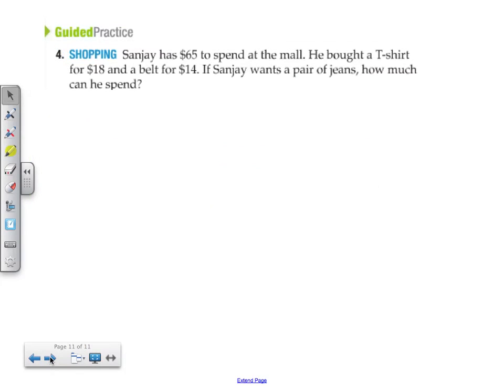Okay, here's a practice problem for you. Do it and then start the video back up.